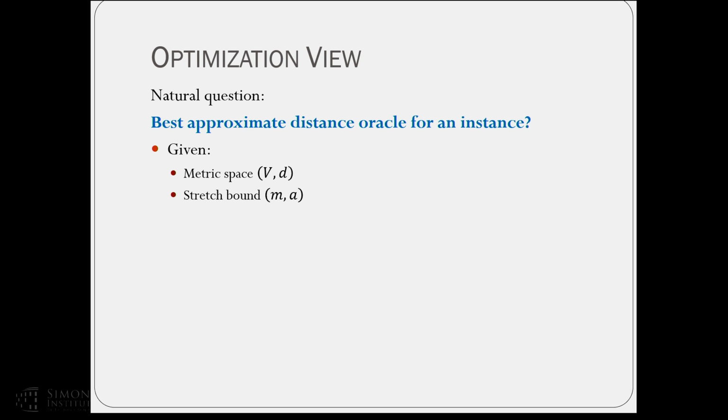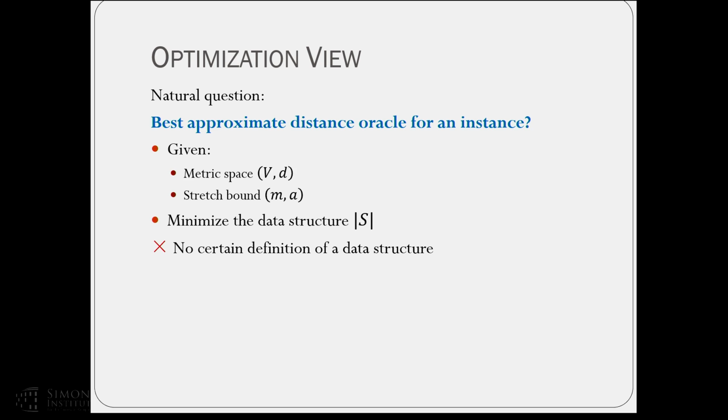So this turns out to be a natural question. Can we find the best approximate distance oracle for an instance, like what we have done in the spanners? Namely, given a metric space and a stretch bound, can we minimize the size of the data structure? So this turns out to be a hard question. It's hard in 2 ways. First, there is no certain definition of a data structure. So we lack tools for dealing with it.